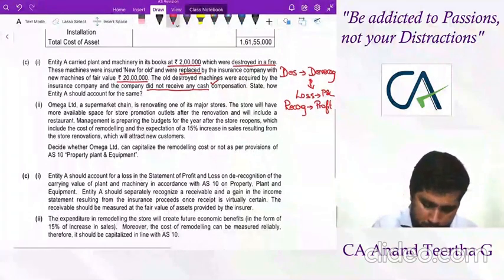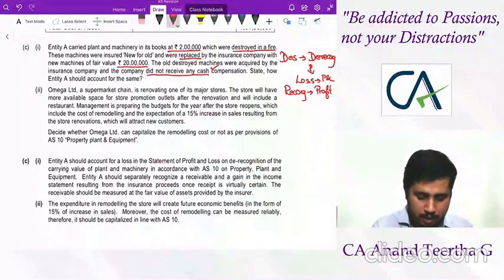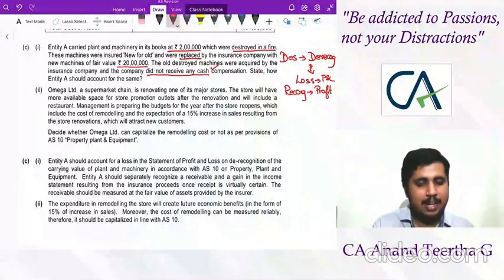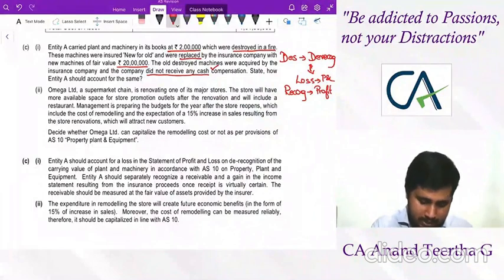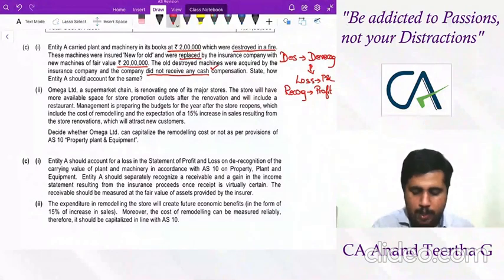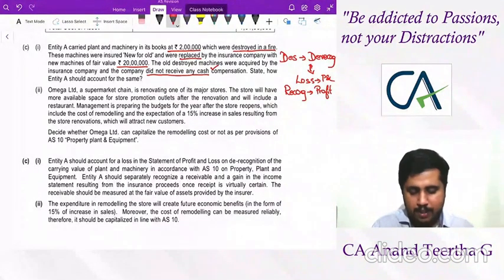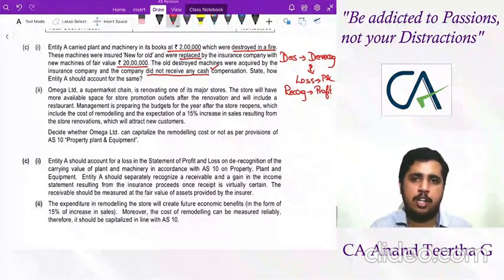So if I have to read the solution of that, entity A should account for a loss in the statement of P&L on derecognition of the carrying value of plant and machinery in accordance with AS10. Entity A should separately recognize a receivable and a gain in the income statement resulting from the insurance proceeds once receipt is virtually certain. The receivable should be measured at fair value of assets provided by the insurer. So that's how it is supposed to be understood.